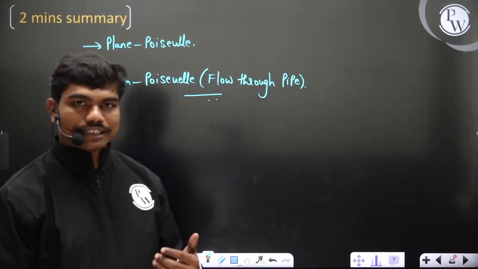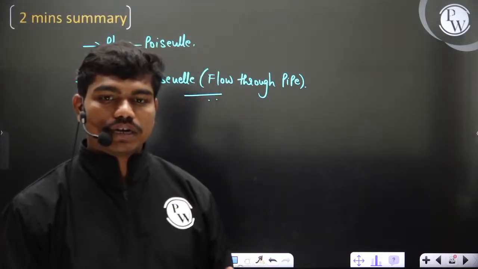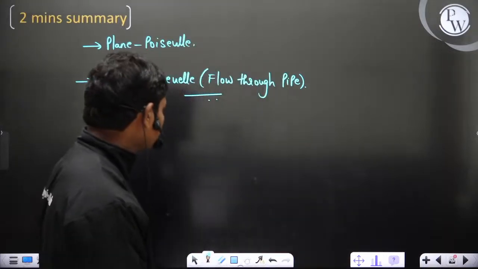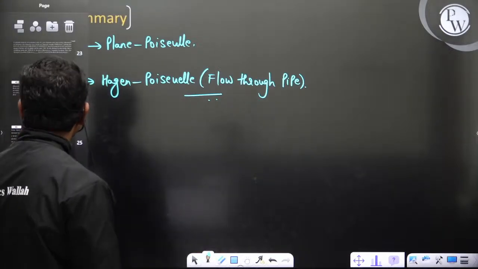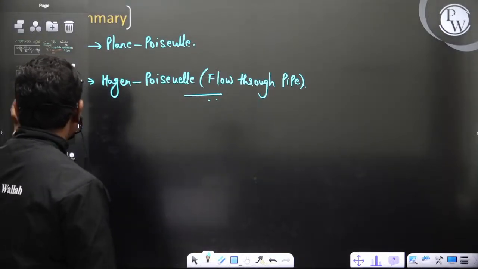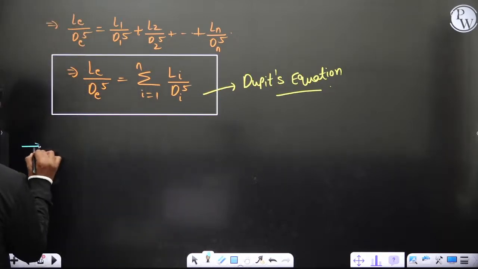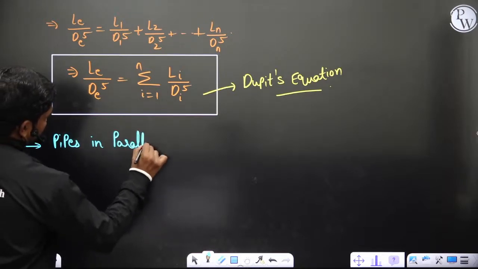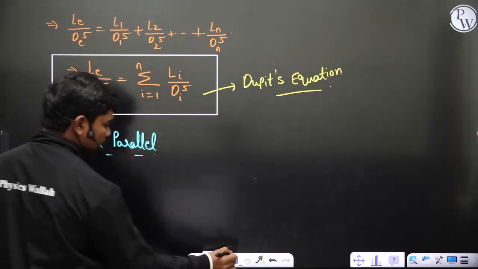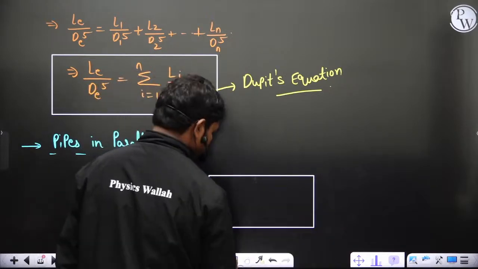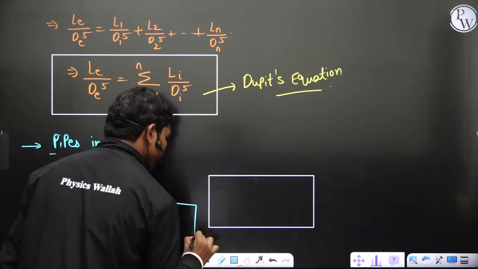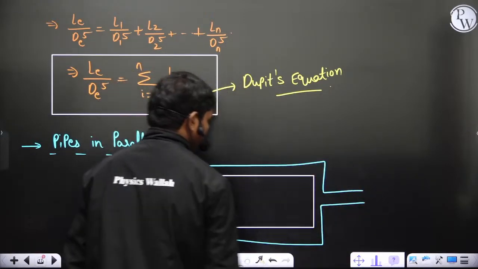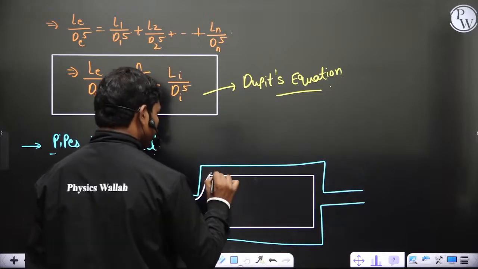Guys, actually we have 2 more lectures as per the planned schedule, but I want to take one thing in excess as well: pipes in parallel. I'll show you pipes in parallel. In case of pipes in parallel, what happens is, if you branch your pipe, for example, let us suppose you are branching your pipe into two parts.